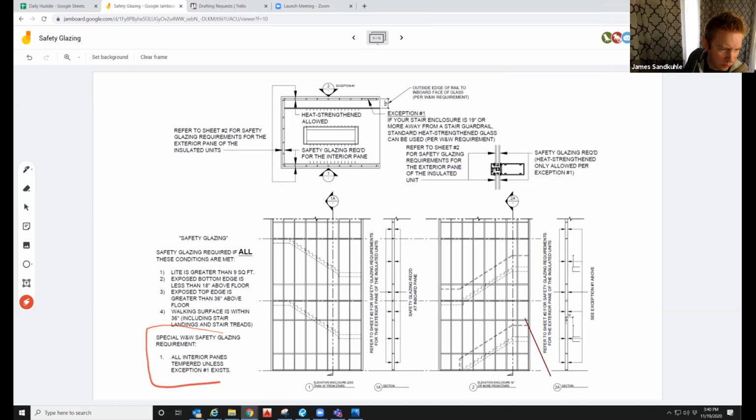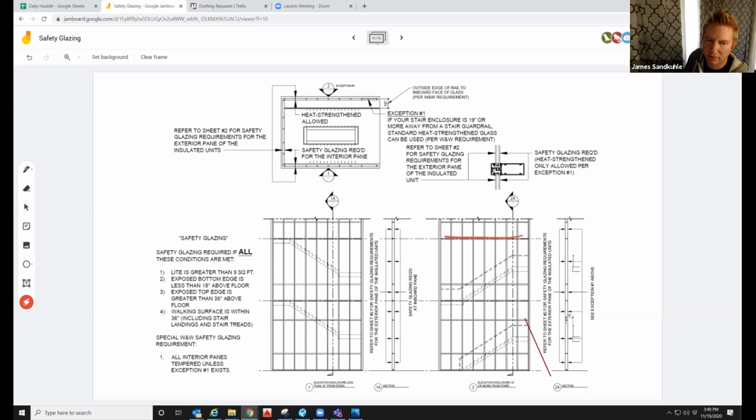And then, yeah, Walters and Wolf safety glazing requirement: all interior panes tempered unless exception 1 exists. So it doesn't matter if you have a guardrail here or not, we're still safety glazing that. Questions? So that entire wall's inner pane, except for that top light, would be tempered? Oh, right here? Yeah, or you could just temper all of it.